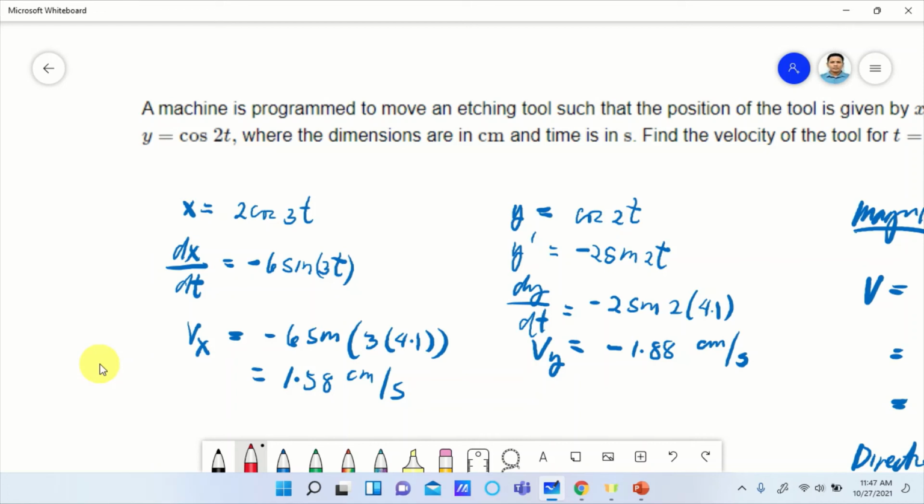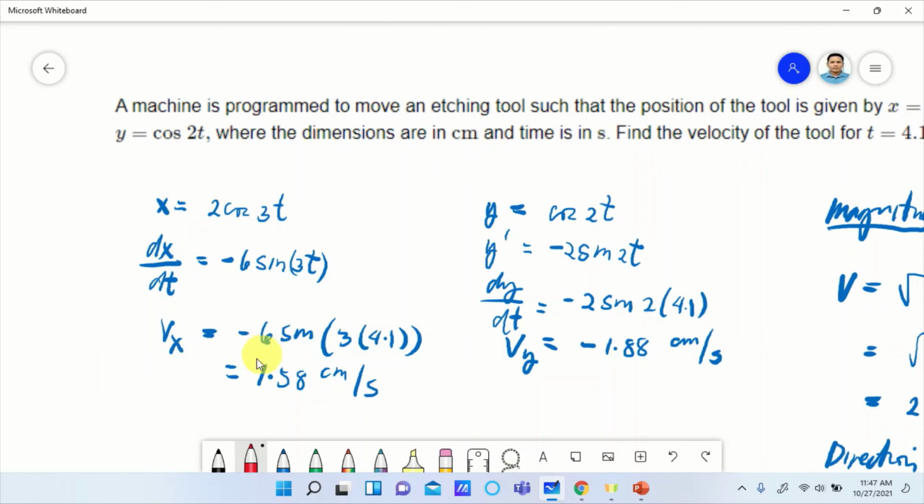The velocity of the tool along the horizontal axis is solved by substituting 4.1 into the derivative. So negative 6 times sine of 3t, so 3 times 4.1. If you enter this in your calculator, 6 times sine of 3 times the quantity of 4.1, that will give you 1.58 centimeters per second. Okay, so that's the velocity of the tool along the horizontal axis.